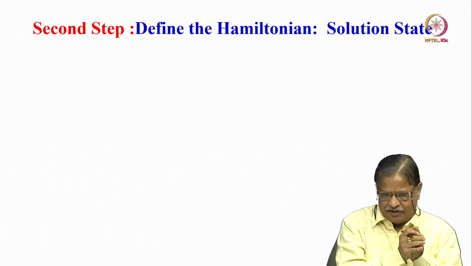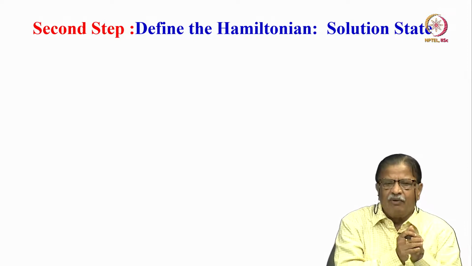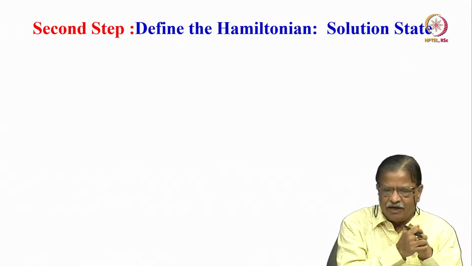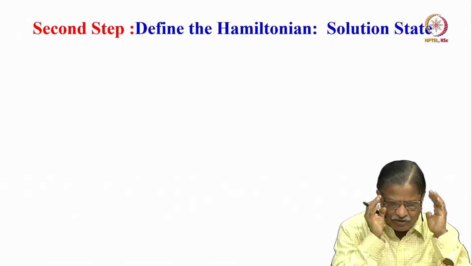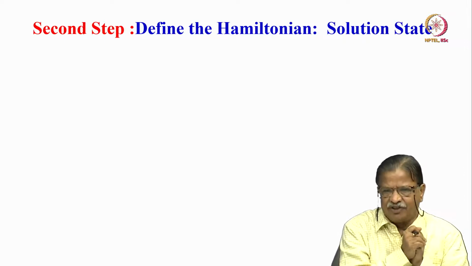So, what are the wave functions? I explained to you that for a spin half nucleus there are two possible wave functions, alpha and beta, corresponding to the two orientations. Of course, for two spins we will work out what happens. The first step is to define the wave functions.